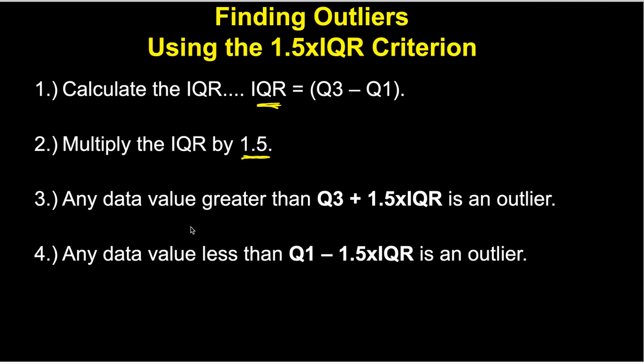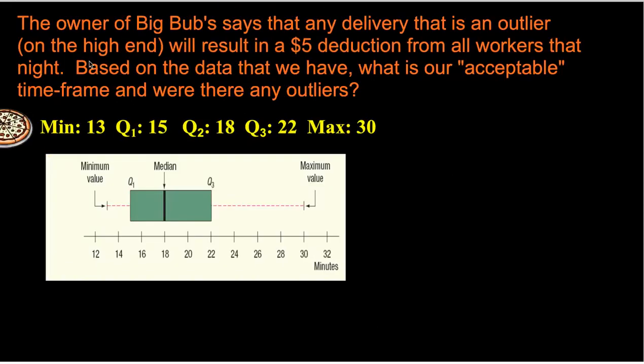So here's the test. We're going to go through a quick example. It's our pizza example from the last video, and we've got the box plot, which is drawn much better than the one I drew, and our 5-number summary right above. A practical reason why we might want to find outliers: if the owner of the pizza store decided that any deliveries that were outliers on the high end would result in a $5 deduction from everybody's salary that night. So a little negative incentive for his employees.